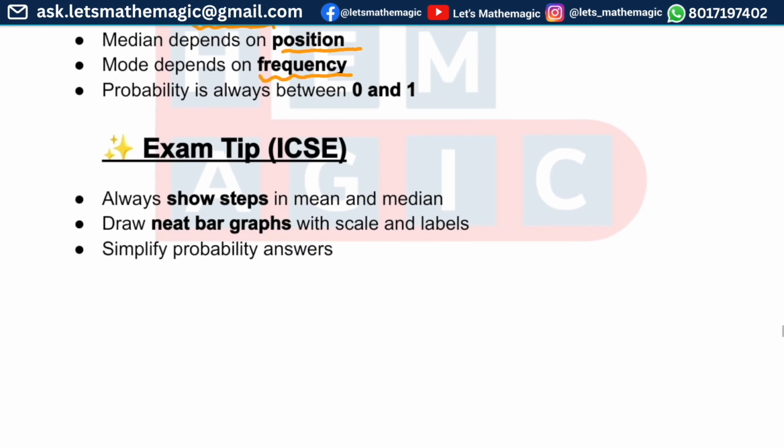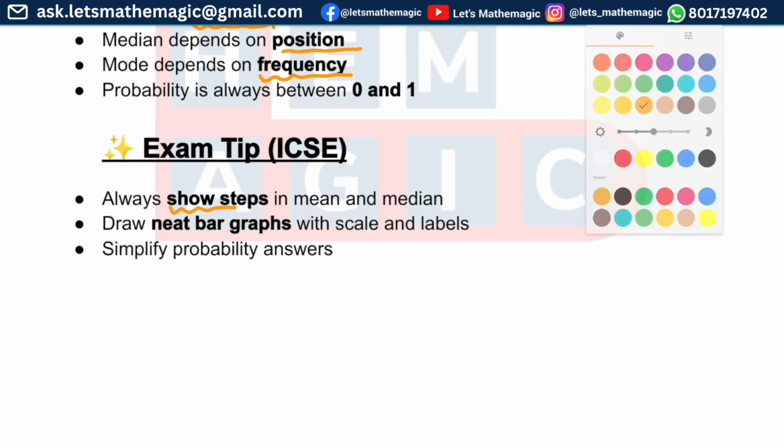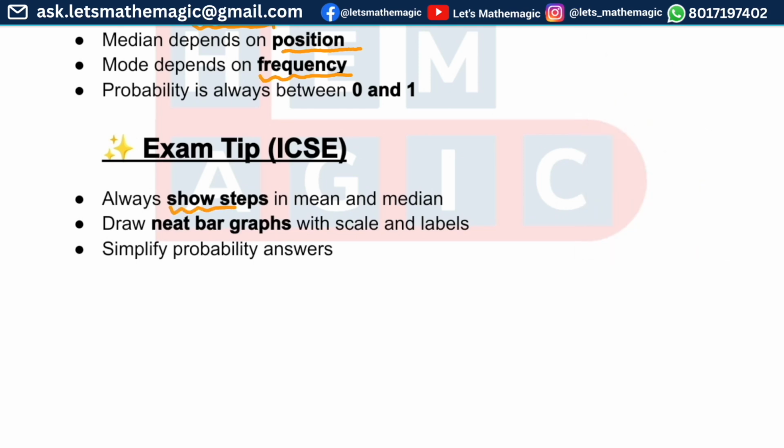The exam tip when you are giving an ICSE examination is to show steps, because there is step marking. If you cannot do the entire sum, no problem. Suppose a part of the sum is done, then at least for those parts you can get some part marks. Also draw bar graphs with scales and labels. All of these things have part marks. And the probability values you have to simplify.